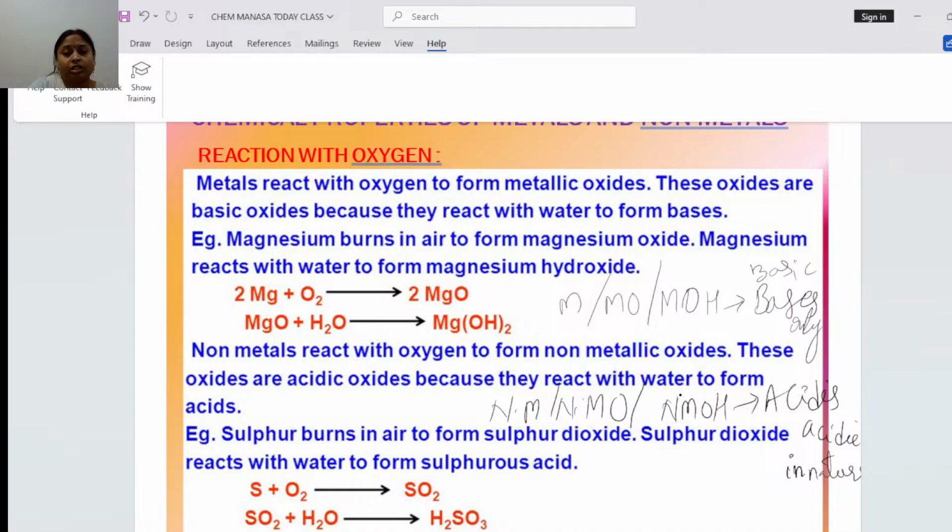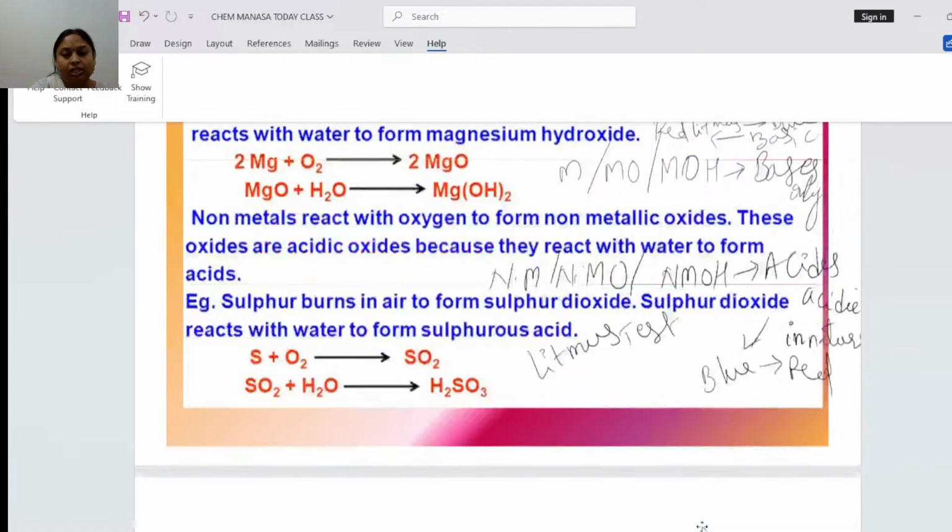How can we prove it? This is a question. By using the litmus test. With non-metallic oxides, blue litmus turns to red. But with metallic oxides, red litmus turns to blue. From that we can conclude that metallic oxides are basic in nature and non-metallic oxides are acidic in nature. Now we will go to the next slide.